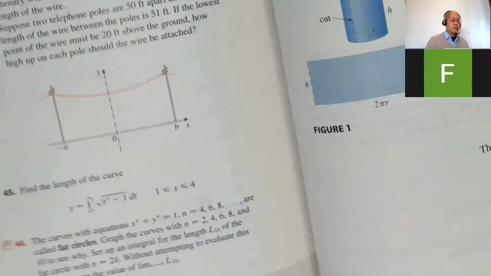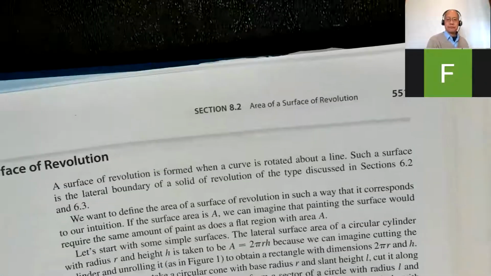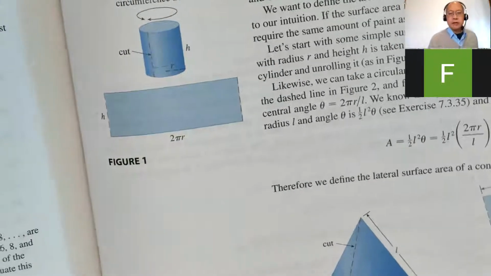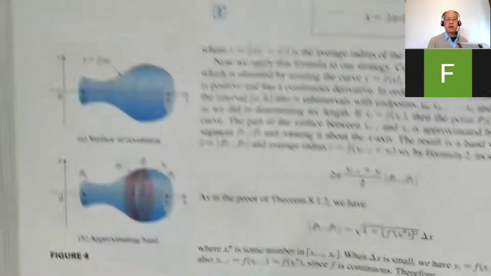So 8.2 is on area of a surface of revolution, page 551. Okay, so some things are the same as something we've seen before, and some things are different. And let me look at page 552.